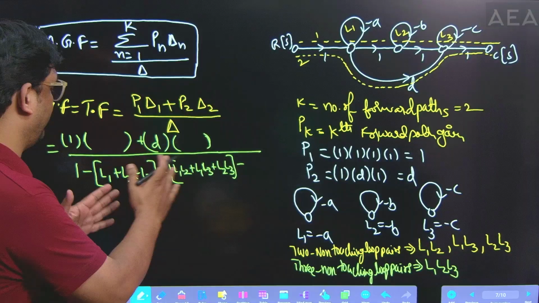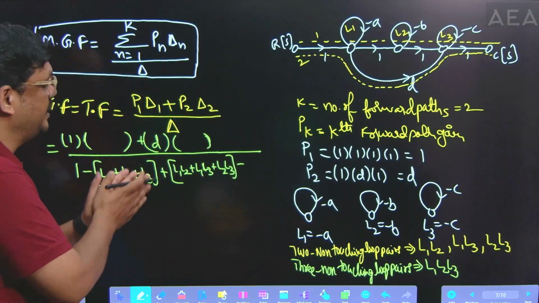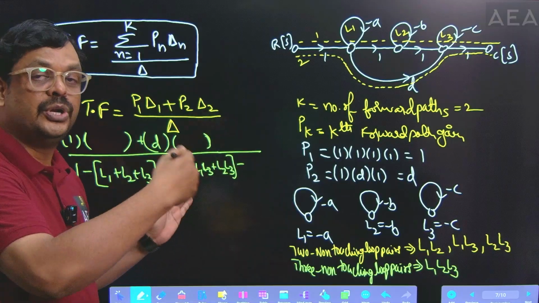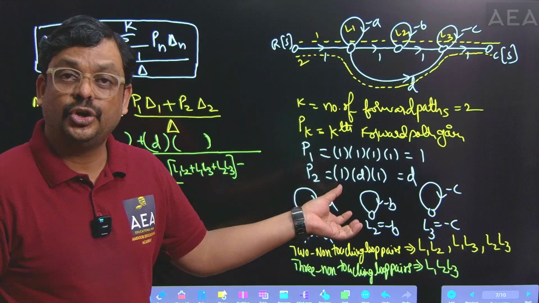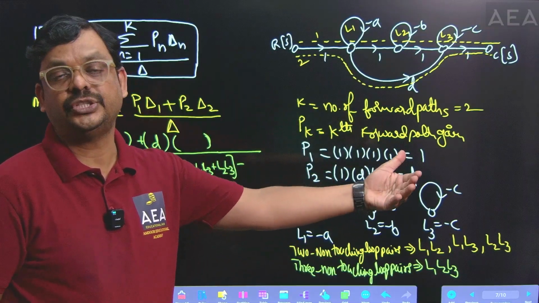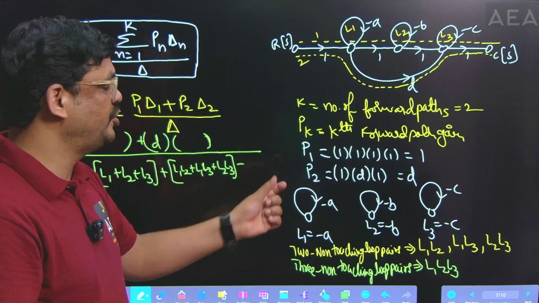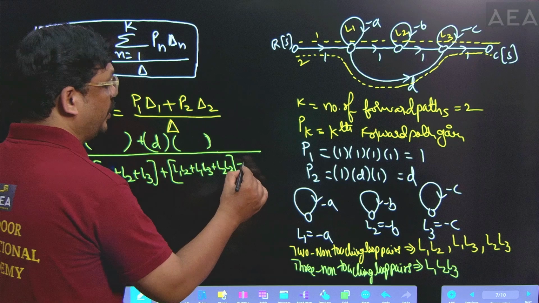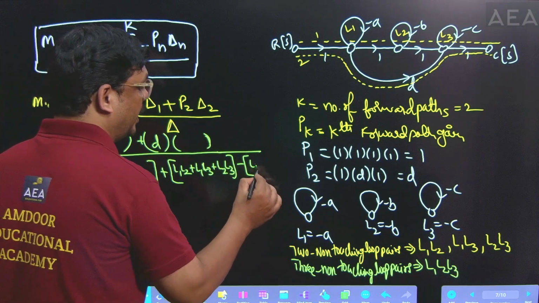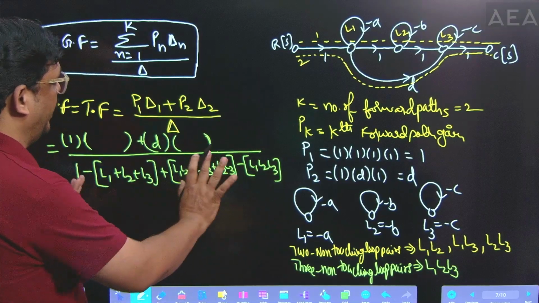So you have to write the formula directly here: 1 minus sum of individual loop gains plus sum of two non-touching loop pair gains and minus sum of three non-touching loops plus the sum of four non-touching loops. Just you have to write alternate signs, alternate sign changes. So here it has the three non-touching loop pairs, so L1, L2, L3. That part I am writing now. L1, L2, L3. So finally I wrote the formula.